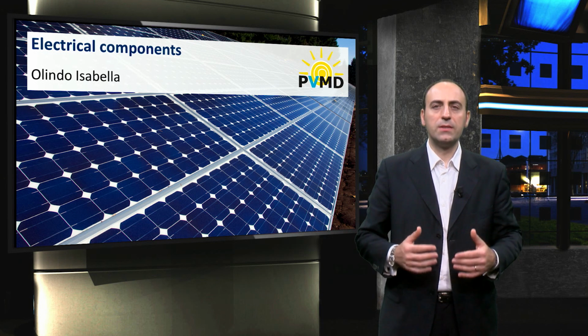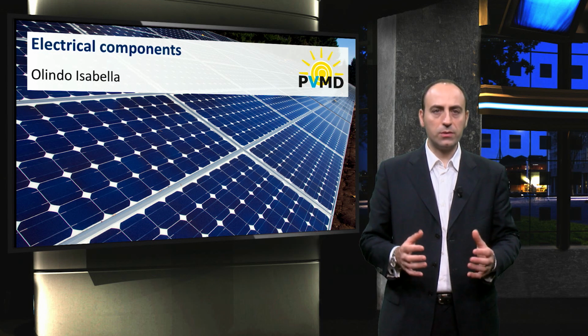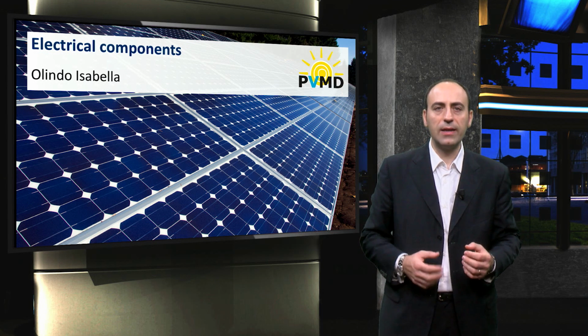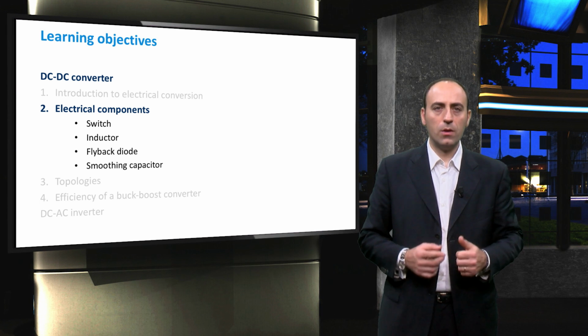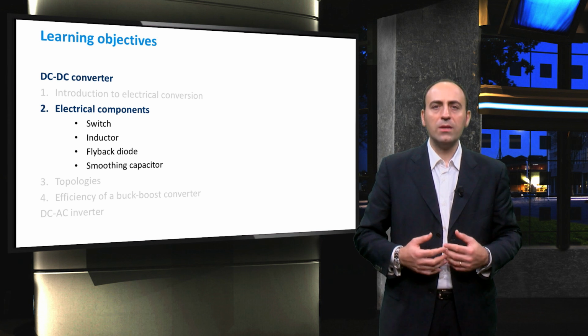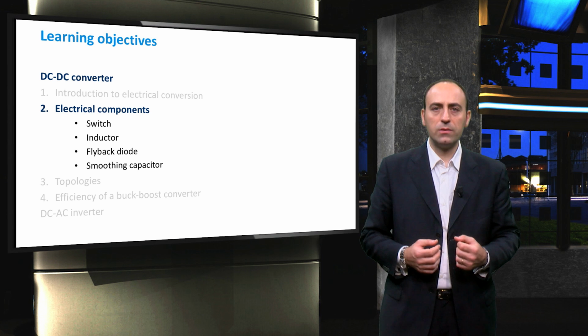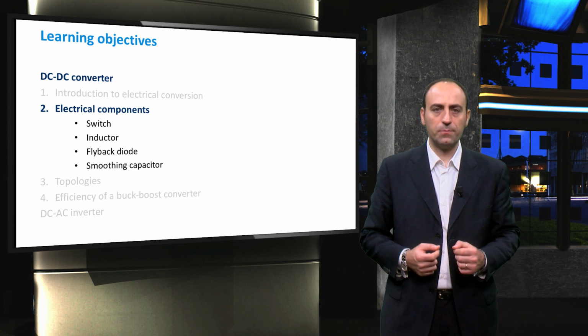In this video, we shall see the main electrical components that are present in all power electronics used to convert direct current and alternating current. These components are four: the switch, the inductor, the flyback diode, and lastly the smoothing capacitor. Then, once we understand how these components work, in the next video we shall deploy them in various topologies.